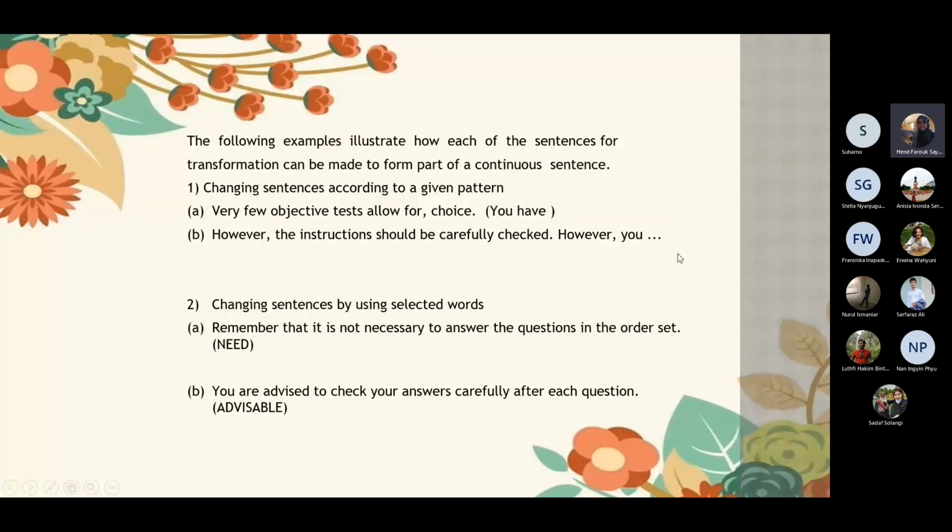The following examples illustrate how each of the sentences for a transformation can be made to form part of a continuous sentence. First, changing sentences according to a given pattern.